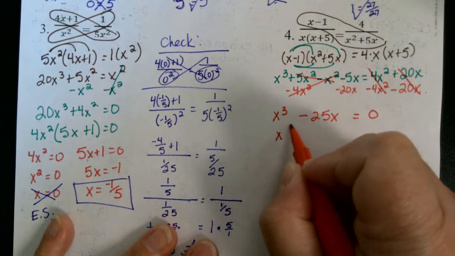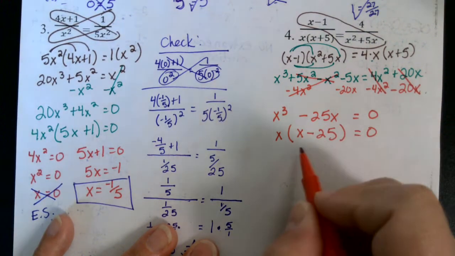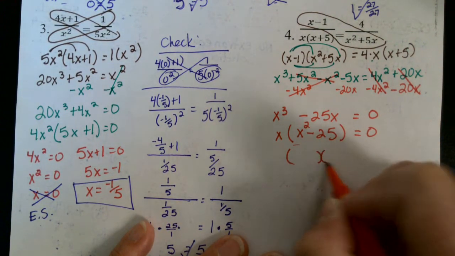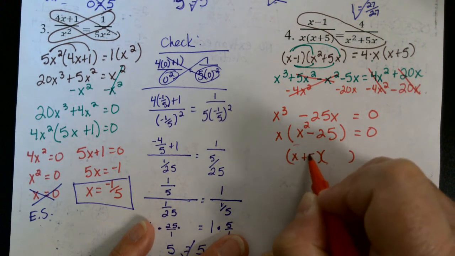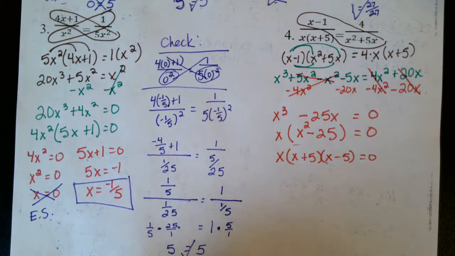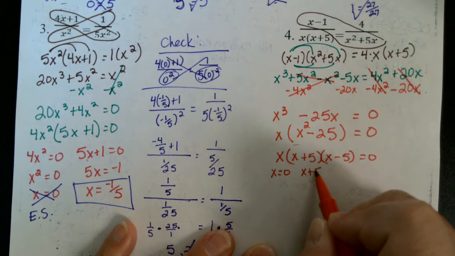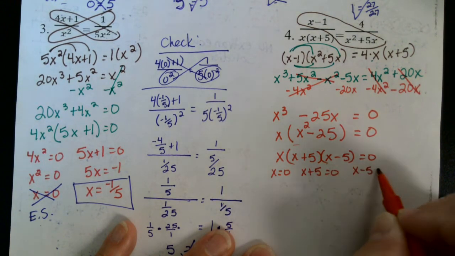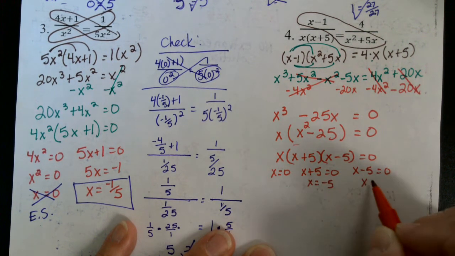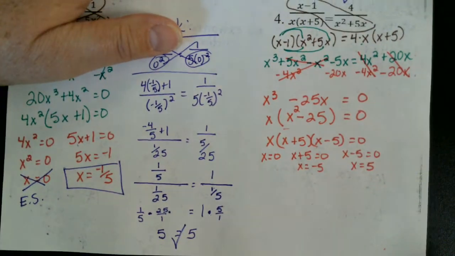So I have a greatest common factor of x, which leaves me with x squared minus 25. Hopefully, you will recognize that this is a difference of two squares. And that factors into x plus 5 times x minus 5. And don't forget the x out front. So now I set each factor equal to 0. And I get 0, negative 5, and positive 5. And now it's time to check.